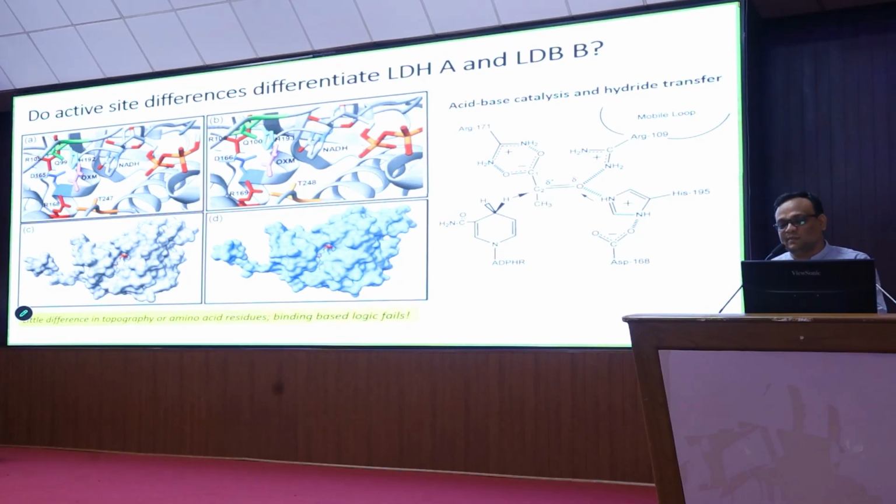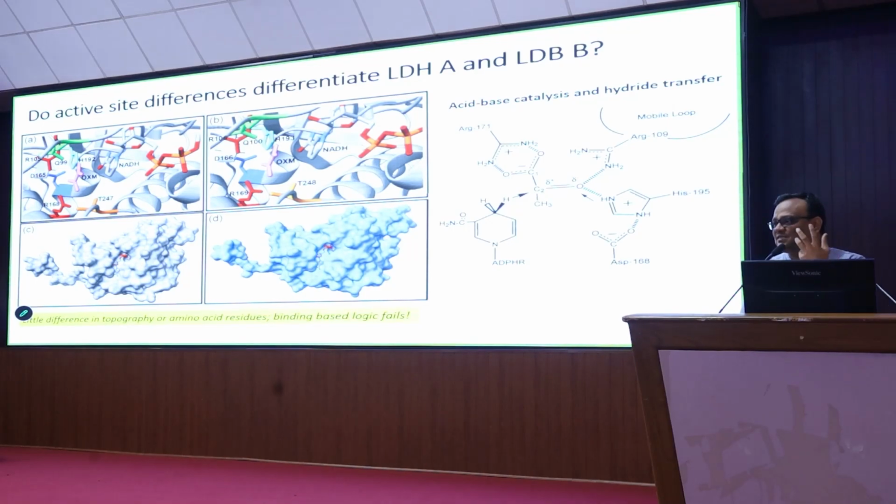It's all through acid-base catalysis because of histidine, and you have arginine, which is stabilizing the negatively charged ion of lactate or pyruvate. But if you look at the active sites of both enzymes, what do you see? They are almost superimposable. The position of NADH that you have, the position of oxamic acid, which is an inhibitor analog of lactate and pyruvate that you can see. The amino acid residues are all identical.